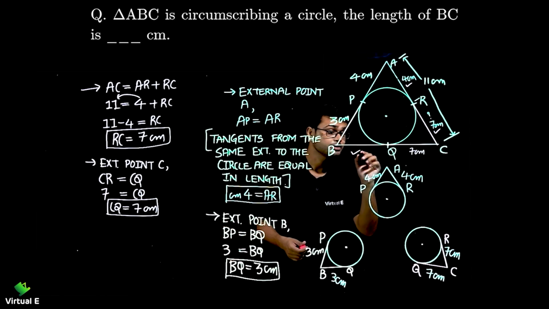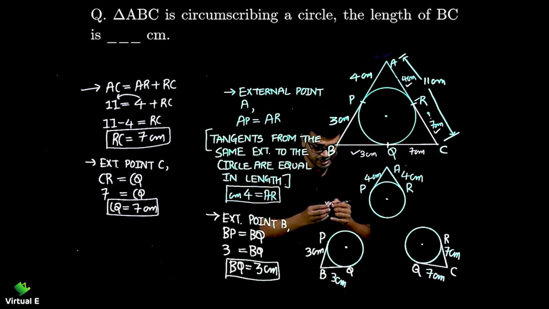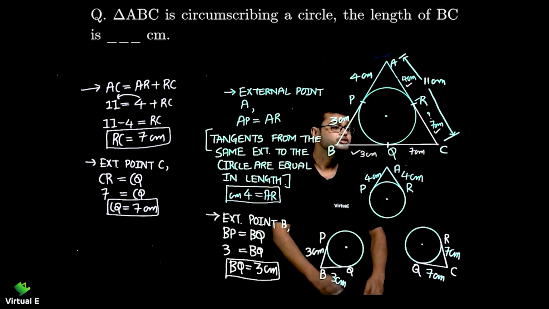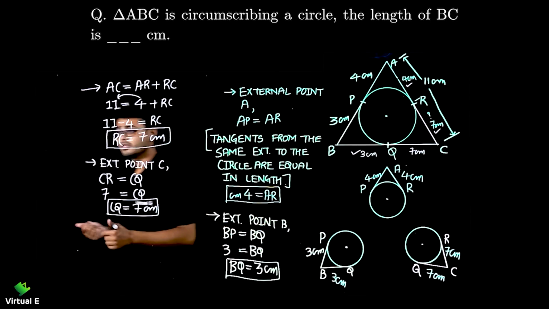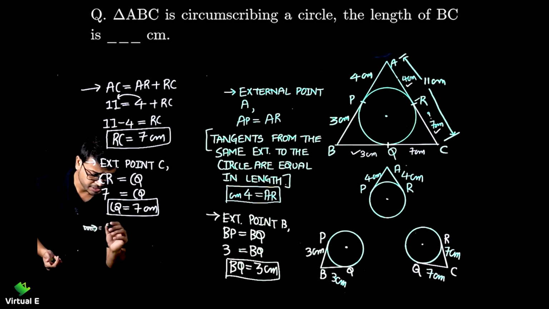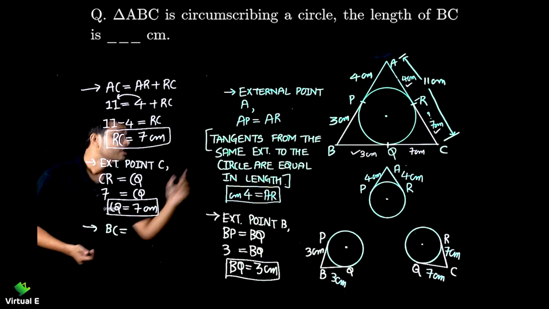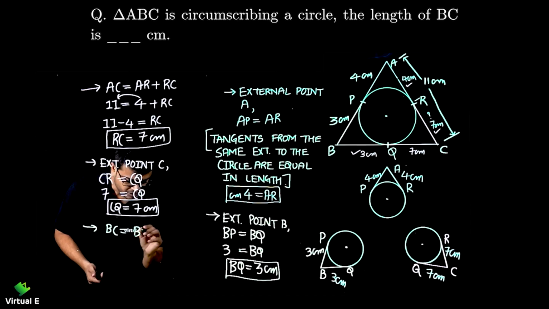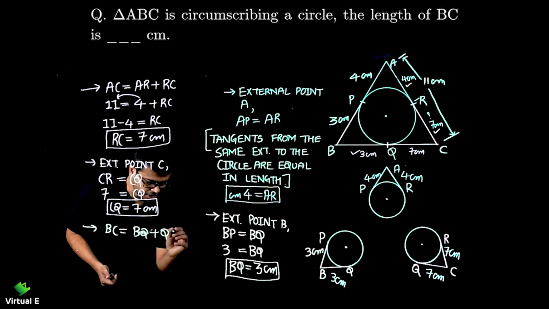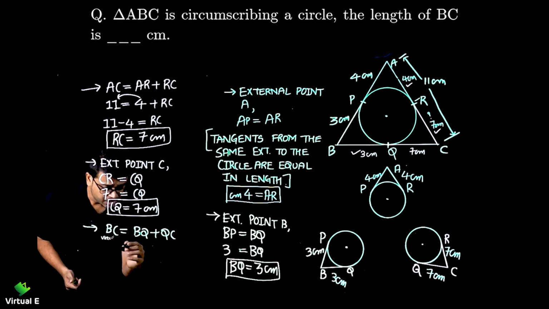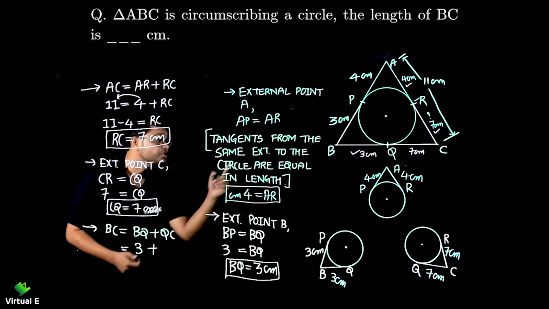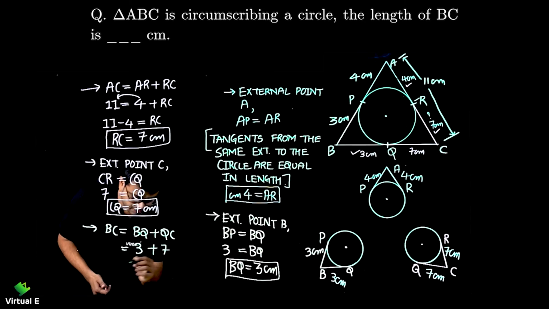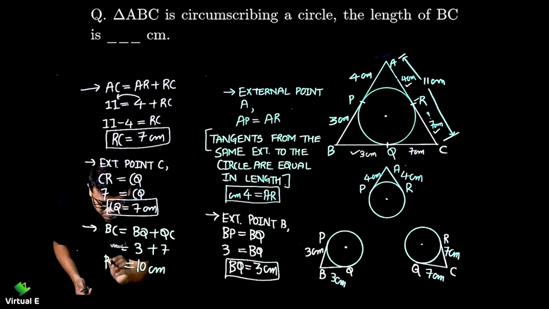And here BQ is 3 centimeter. Now there is only one step left, which is addition. Add BQ and QC and get the value of BC. So let's write BC can be written as BQ plus QC. So BC, BQ is what? 3 centimeter plus QC is what? 7 centimeter. That is 10 centimeters. So that's my final answer.